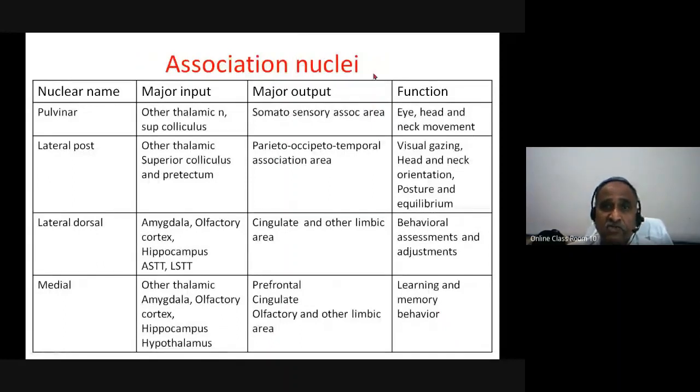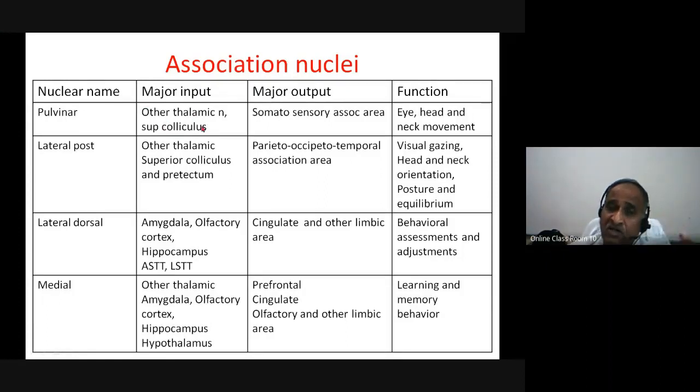Now comes the association nuclei. I have divided this as the second part, the association nuclei. What are those association nuclei? The first one is the pulvinar. It is a very large mass. This pulvinar is connected to other nuclei, and it is also connected with the superior colliculus from the midbrain, or the ponto-midbrain structures or reticular system. It is getting the superior colliculus.